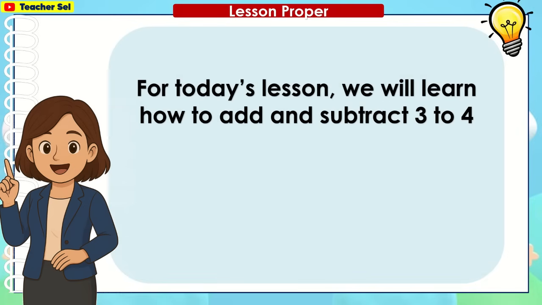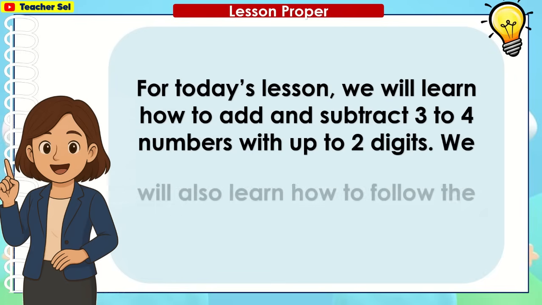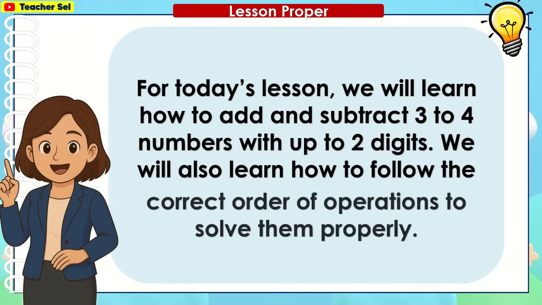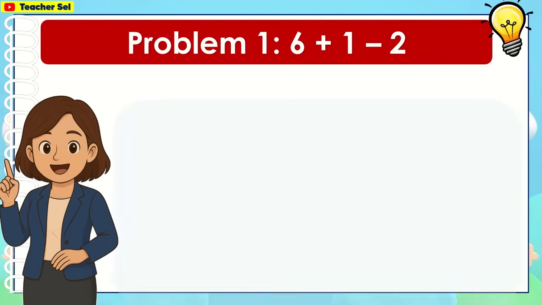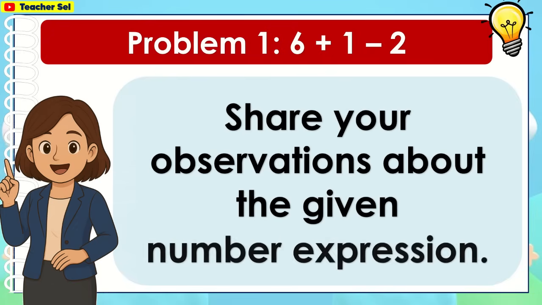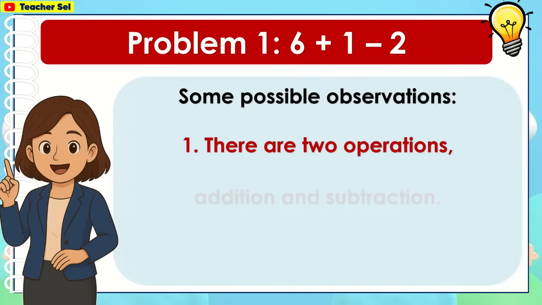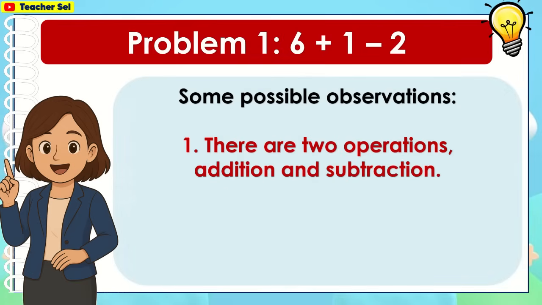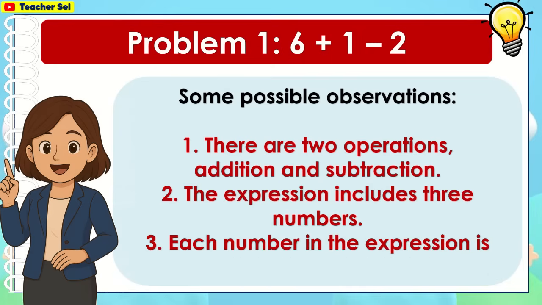For today's lesson, we will learn how to add and subtract 3 to 4 numbers with up to 2 digits. We will also learn how to follow the correct order of operations to solve them properly. For problem 1, 6 plus 1 minus 2. Share your observations about the given number expression. Some possible observations: there are two operations, addition and subtraction. The expression includes 3 numbers. Each number in the expression is a 1-digit number.